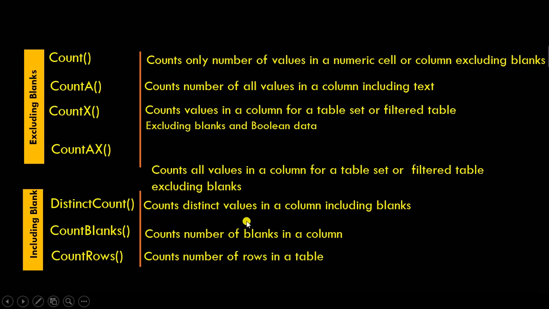The next one is distinct count. It counts the distinct values in a column including blanks. CountBlanks function counts number of blanks in a column. CountRows gives you the total number of records in a table. That's pretty much it.